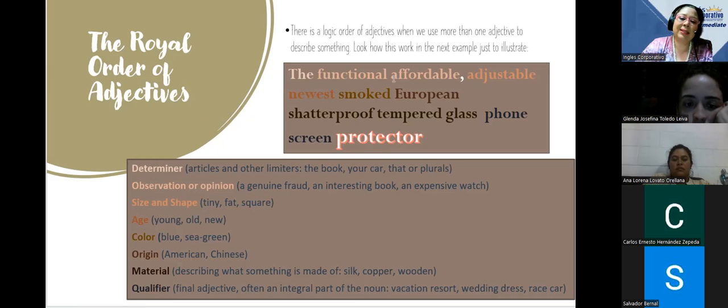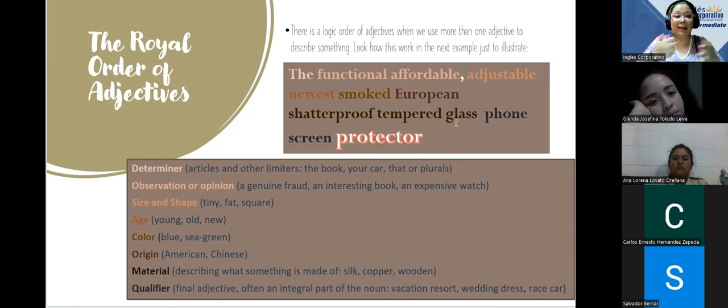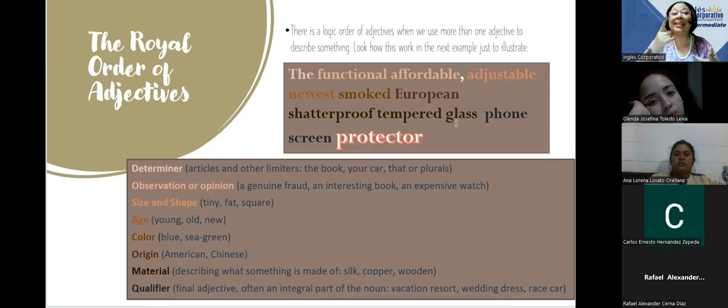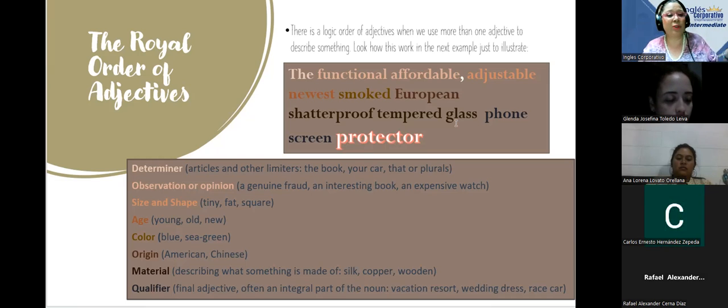Con los colores he tratado de decirles cuál es el tipo de adjetivo que estamos usando. Entonces, nosotros tenemos el calificativo que es el que siempre va atrasito del nombre, ¿verdad? Un phone screen protector, just that. Material, ¿de qué está hecho? Shatterproof tempered glass. Okay, todavía el glass sería el material. Tempered glass es irrompible. Ok, shatterproof, que no se quiebra, pues, que es irrompible, ¿verdad? Todavía le agrego más a glass, que es el material, pero glass se convierte en uno solo con shatterproof tempered glass.